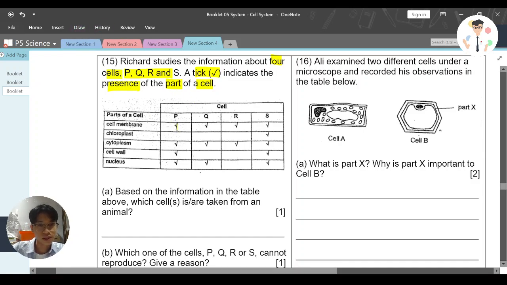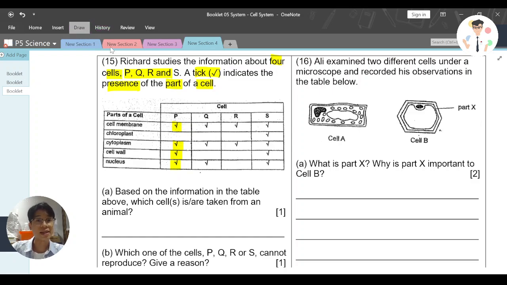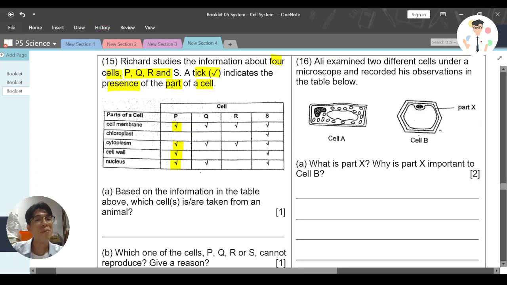So P, as you can see, there's cell membrane, there is cytoplasm, cell wall, and nucleus. So basically, as you can see, there is cell wall. So you know that this is probably a plant cell, unless it is a single cell organism. But the problem is there's no chloroplast. So it is a very high chance that it is actually a bud cell or a root cell. Correct. Because bud cell and root cell are plant cells, but they don't have chloroplast because they don't need chloroplast.